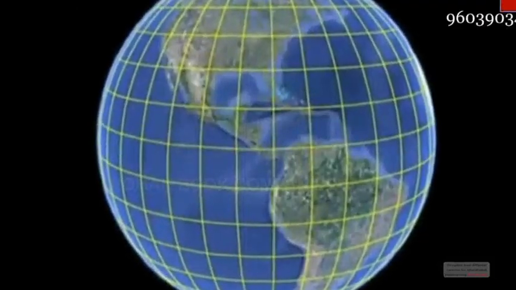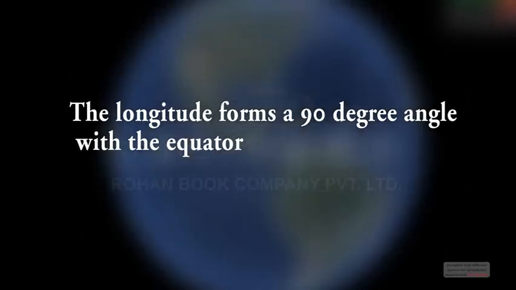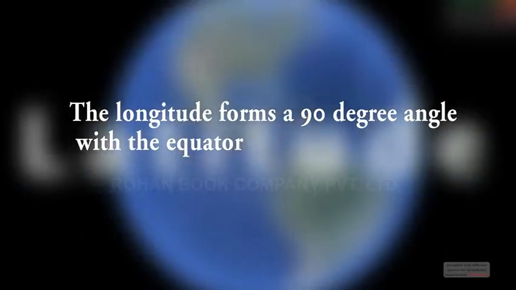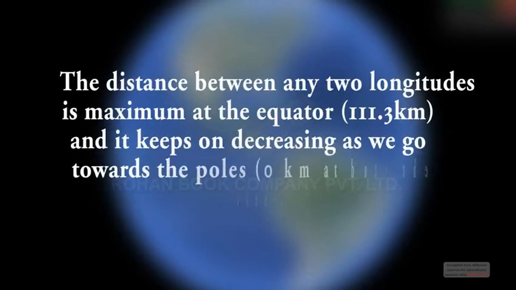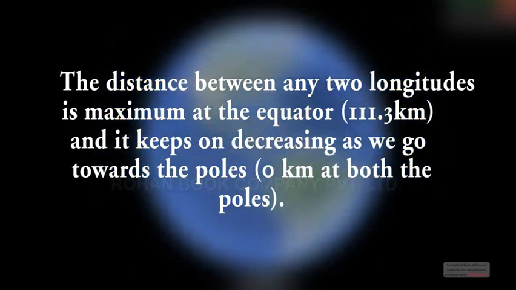Features of longitudes. The length of all the longitudes is same. The longitude forms a 90 degree angle with the equator. The distance between any 2 longitudes is maximum at the equator, and it keeps on decreasing as we go towards the poles.